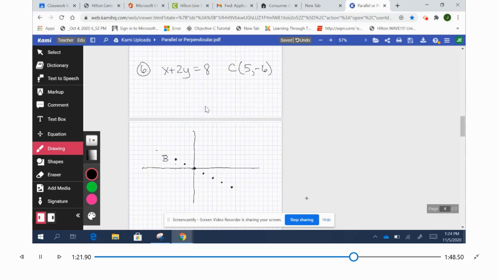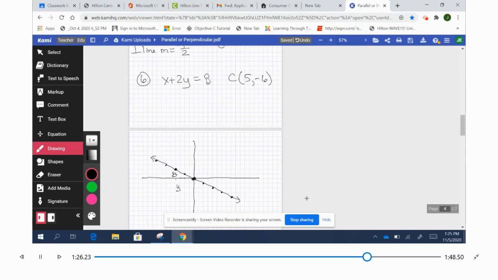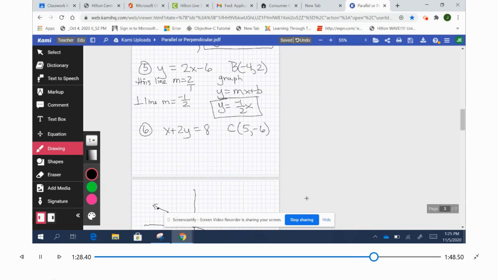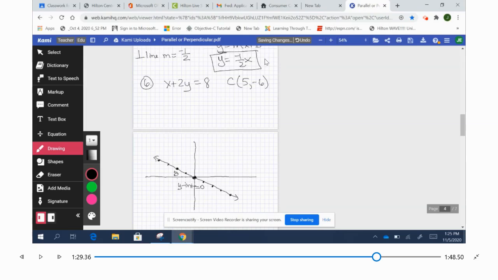Okay, so I could have stopped there. Now I'll write my equation with a y-intercept that is 0. You could have said -1/2 x plus 0, but I just left it off.